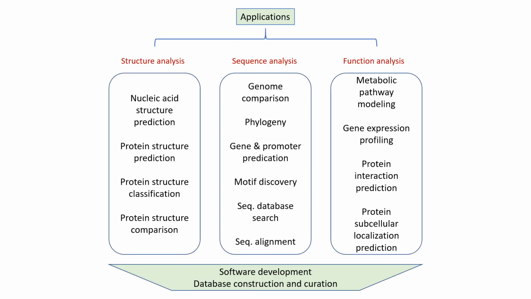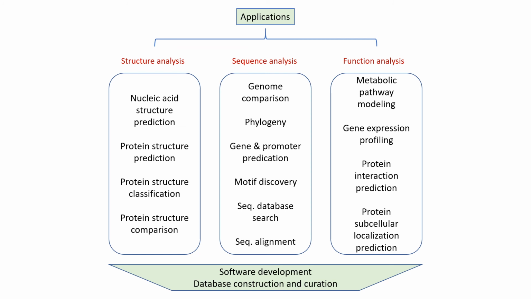And these are the applications. So broadly speaking, the application of bioinformatics can be divided into three major components. One is the structural analysis, the second one is the sequence analysis, and then we have the function analysis. In structure analysis, we have nucleic acid structure prediction, protein structure prediction, protein structure classification, and then protein structure comparisons. In this direction, we are more interested in the structure of macromolecules. And why is the structure of macromolecules important? Because structure has influence on the function of the protein.